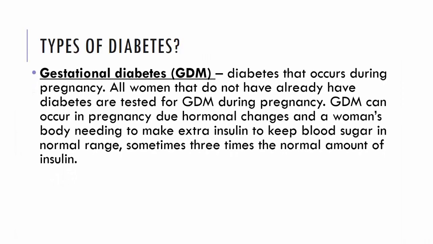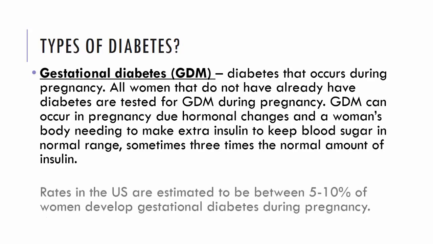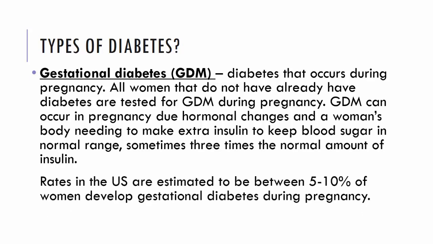The last type of diabetes that is seen fairly often is called gestational diabetes. This is diabetes that occurs during pregnancy. All women that do not already have diabetes are tested for gestational diabetes during their pregnancy. It typically occurs due to hormonal changes and a woman's body needing to make extra insulin to help keep her blood sugar within the normal range. Sometimes her body needs to make 3 times the normal amount of insulin. Rates in the U.S. are estimated to be between 5 to 10% of women may develop gestational diabetes during pregnancy.